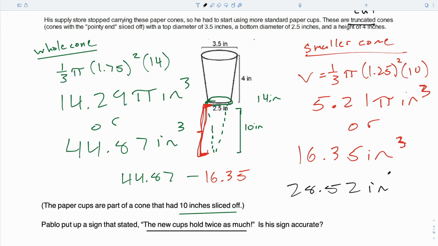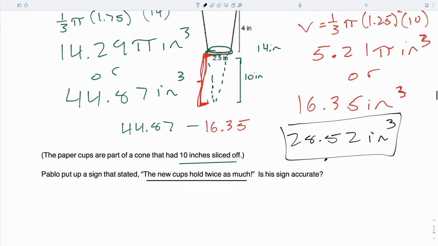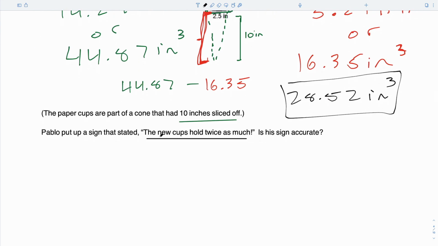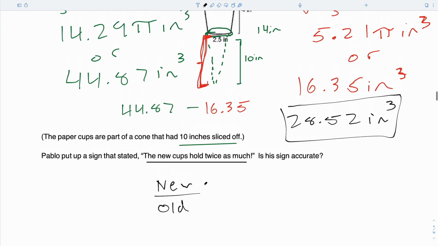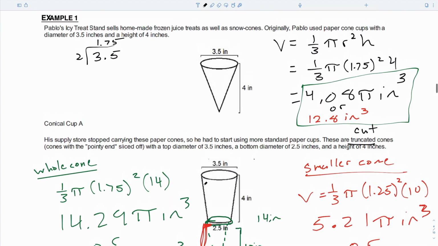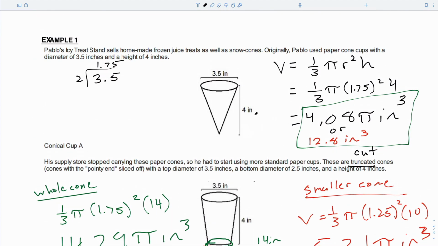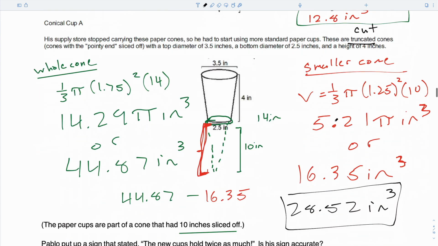But we're not done. He says the new cups hold twice as much. Is his sign accurate? If he wants to know twice as much, we need to divide the new amount by the old amount. We just found the old amount at the top, that was 4.08 pi.